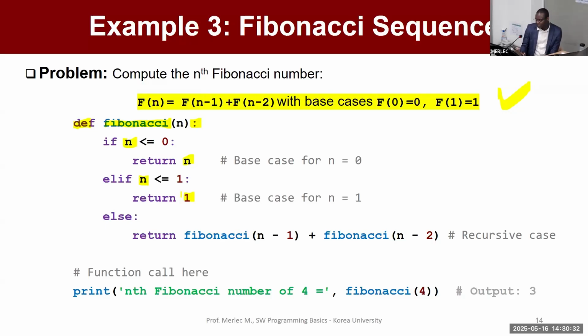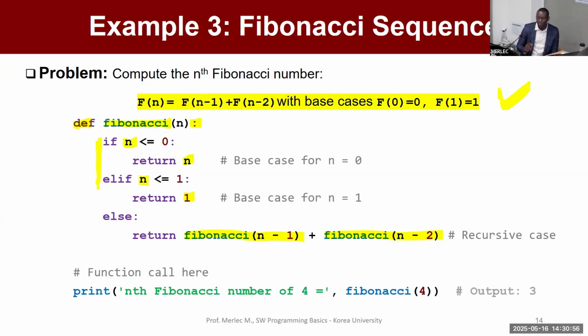Otherwise, I will go in else. I will calculate the Fibonacci of n-1 plus Fibonacci of n-2. Those are the recursive cases. So I will be repeating until I reach one of those two cases, which are base cases. So here I have the base cases and the recursive case. I satisfy the law of recursion.